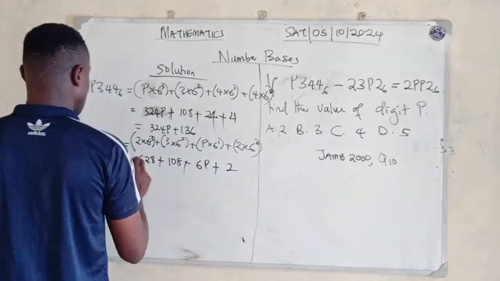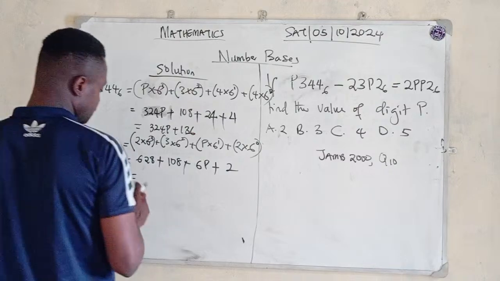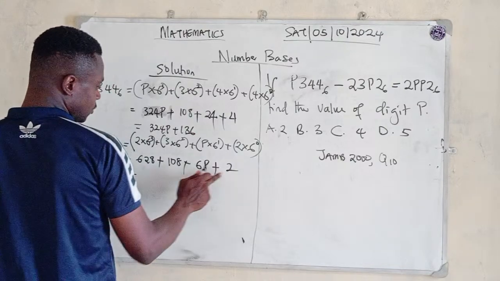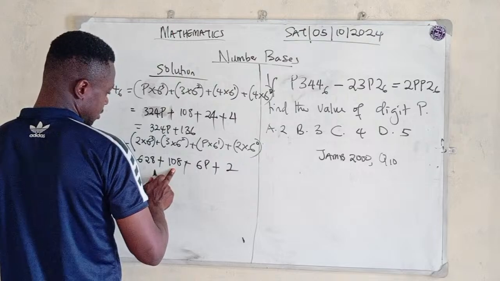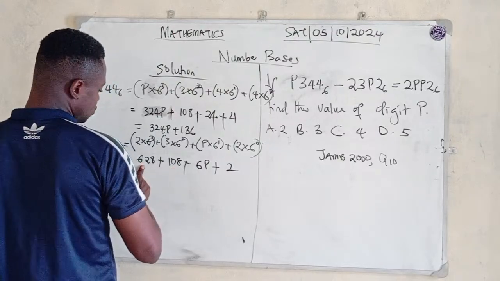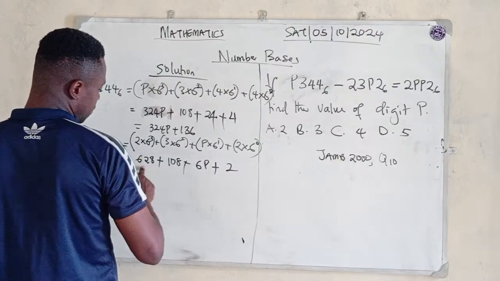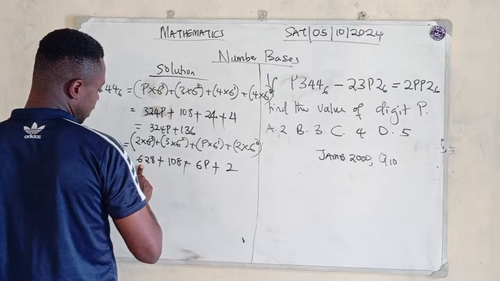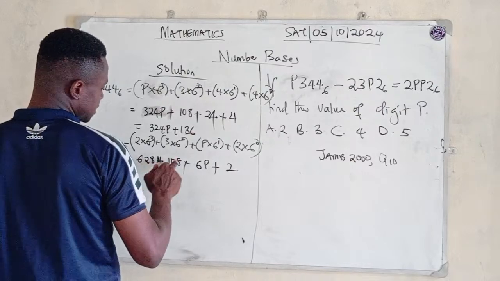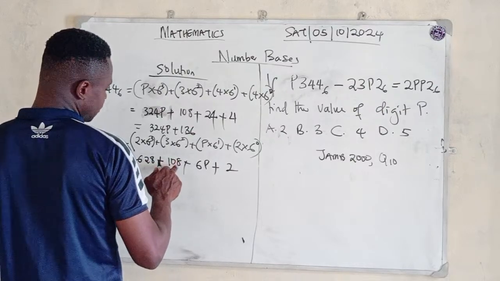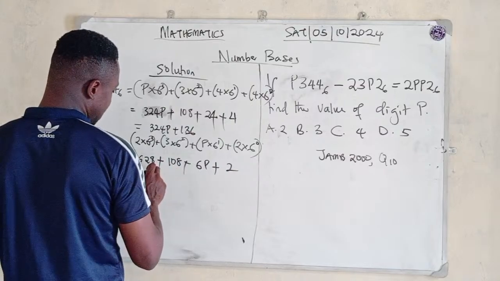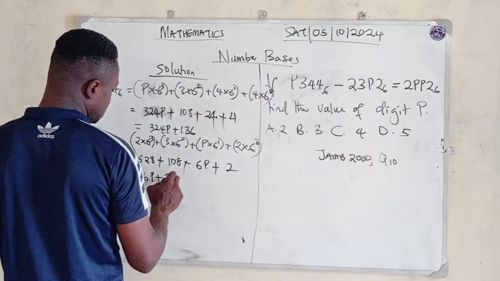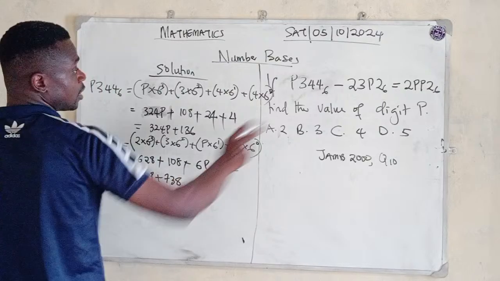So if you add up, we have 2 plus 108 is 110. 110 plus 648 is 758. So we have 6p plus 758. Let's work on this one.